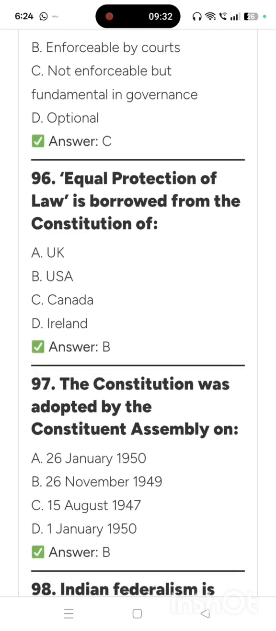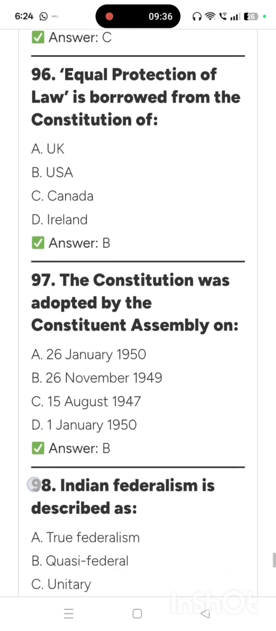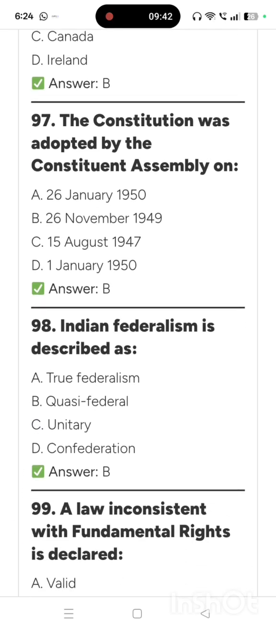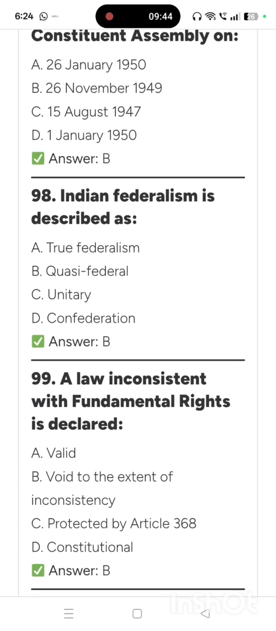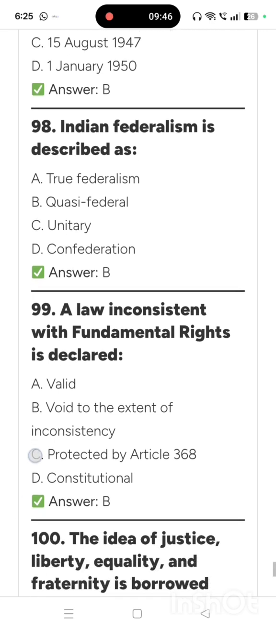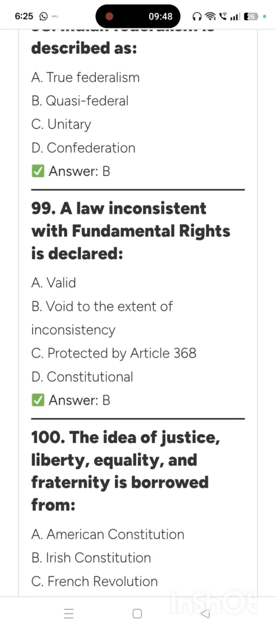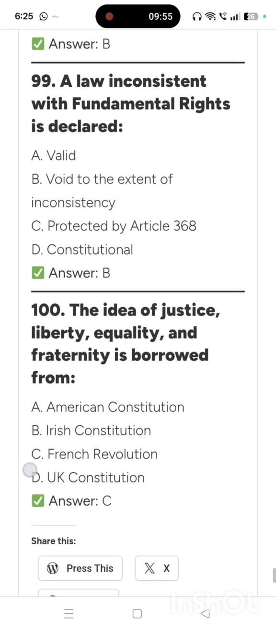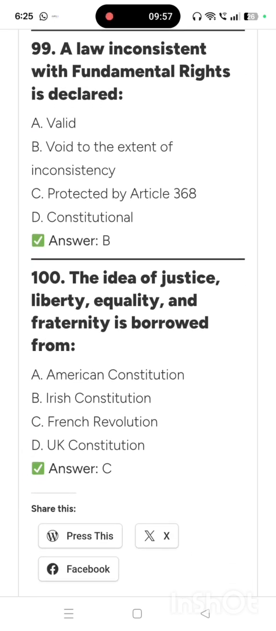Equal protection of law is borrowed from the Constitution of USA. The Constitution was adopted by the Constituent Assembly on 26 November 1949. Indian federalism is described as quasi-federal. A law inconsistent with fundamental rights is declared void to the extent of inconsistency. The idea of justice, liberty, equality, and fraternity is borrowed from the French Revolution.